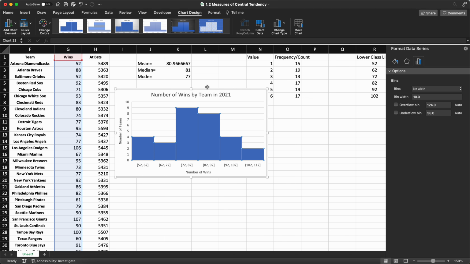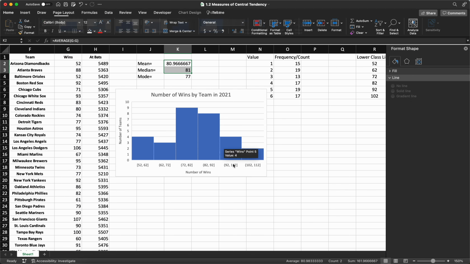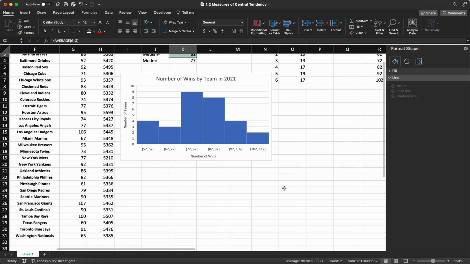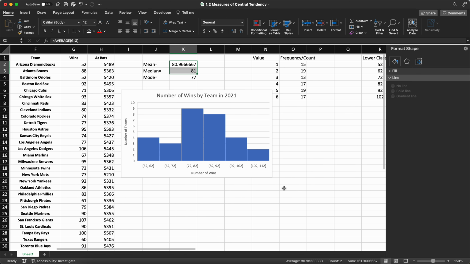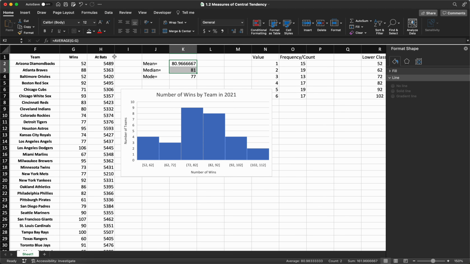So I'm saying symmetric, and I'm saying that because I'm kind of seeing symmetry here. And at the same time, my mean and median are right on top of each other. They are the same number. Okay? So now let's go through the same process for the at-bats.